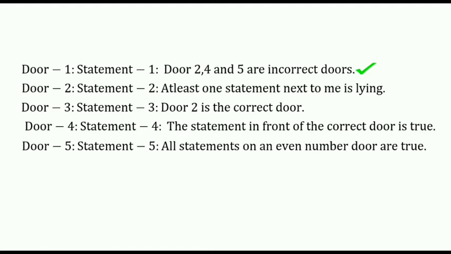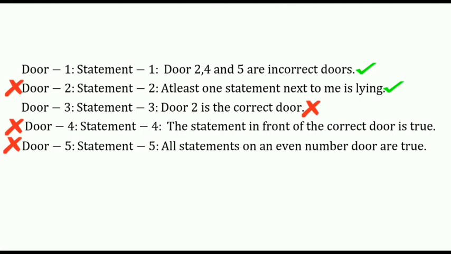So door 2, 4 and 5 are evil doors according to statement 1, and we consider this as true. So door 2, door 4 and door 5 are incorrect doors. Now I move on to the second statement, and I am going to consider this as true again. According to statement 2, at least one sign next to me is lying, and the sign next to the second statement obviously is the third statement. So the third statement is incorrect according to the second statement.